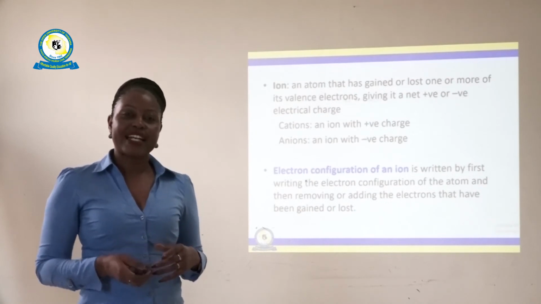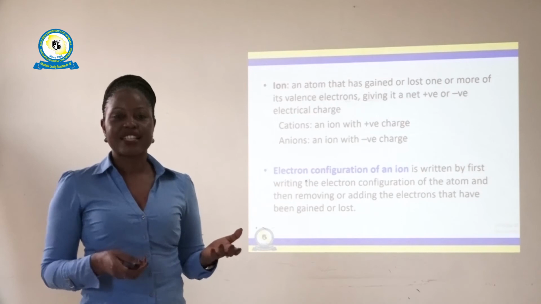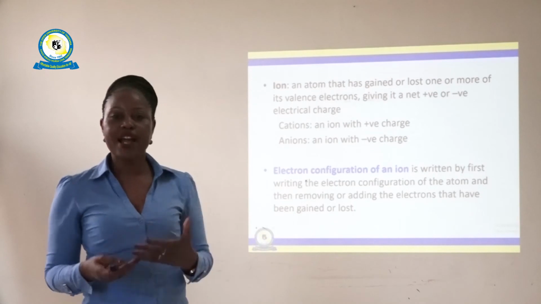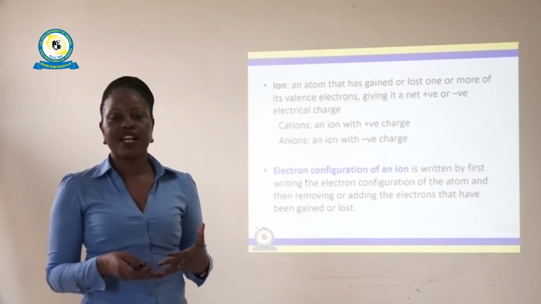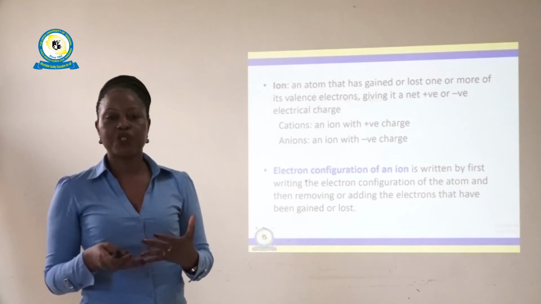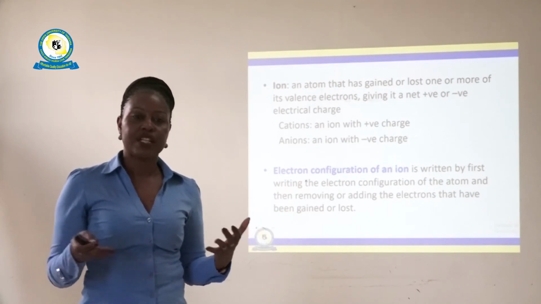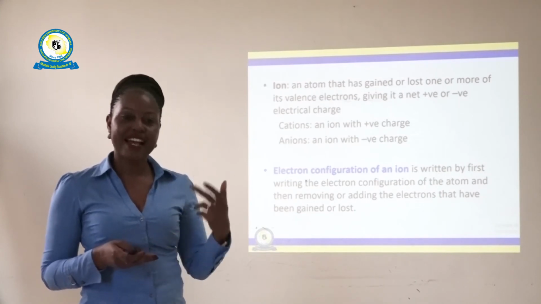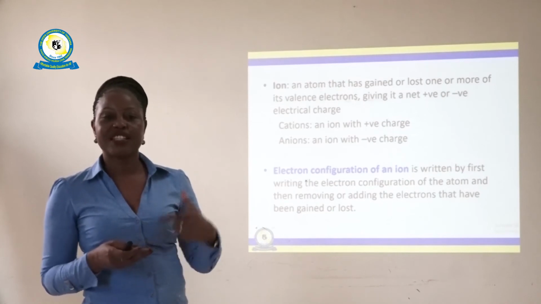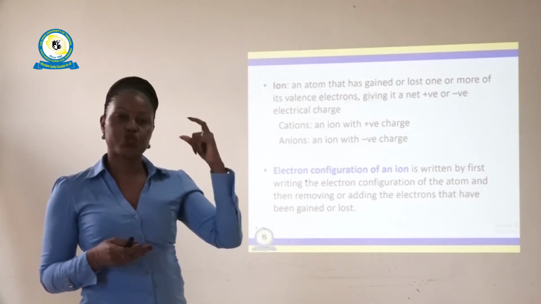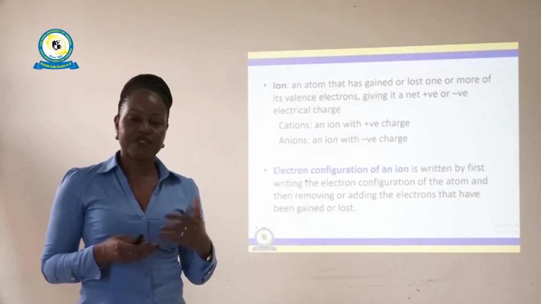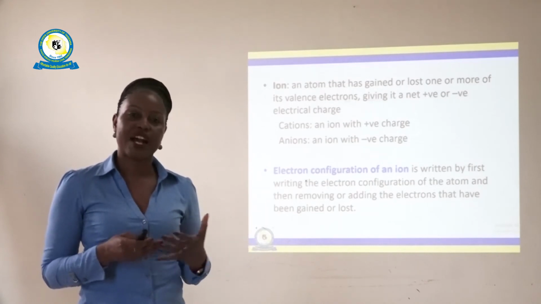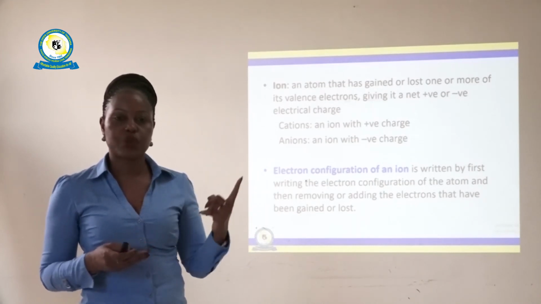Now, what is an ion? We have already defined it. It's therefore an atom that has gained or lost 1 or more of its valence electrons, giving it either a net positive or net negative charge. So there are 2 types of ions, cations and anions. Those with positive charge are called cations, for example, sodium. And anions are those with negative charge, for example, chlorine after gaining 1 electron.